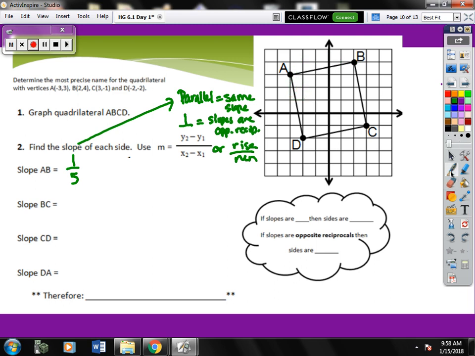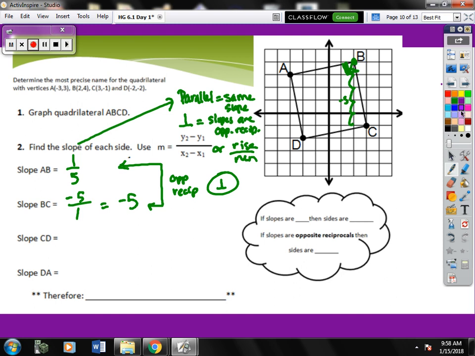Find the slope of BC. I would start at B because that's the leftmost point. I'm going to have to go down, that's negative 1, 2, 3, 4, 5. So that's a -5, and run over 1. Do you see how these are opposite reciprocals? Which means those 2 sides are perpendicular. So you can actually put a right angle box in.